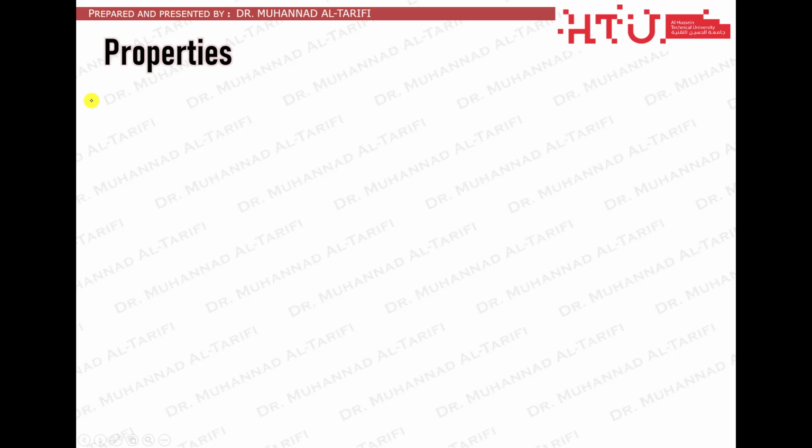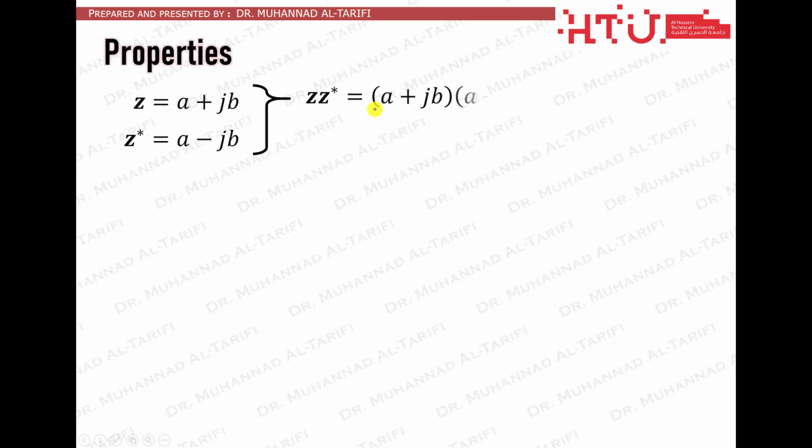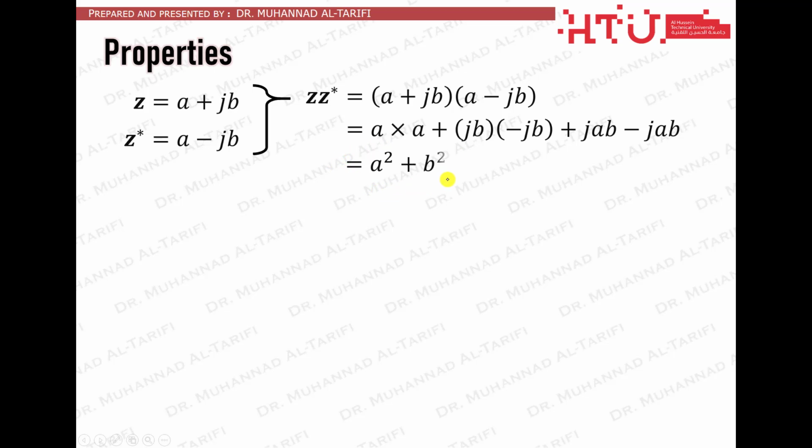To confirm the main property of conjugates, let's multiply a plus jb with its conjugate a minus jb. A times a is a squared, jb times minus jb is a positive b squared, and a times minus jb and a times plus jb cancel each other. So the final outcome is a squared plus b squared, a purely real number with zero imaginary parts.